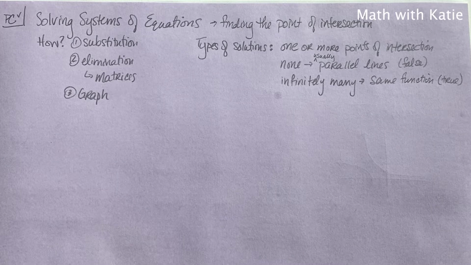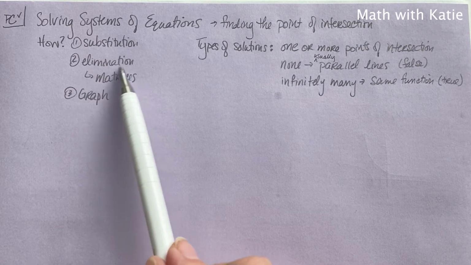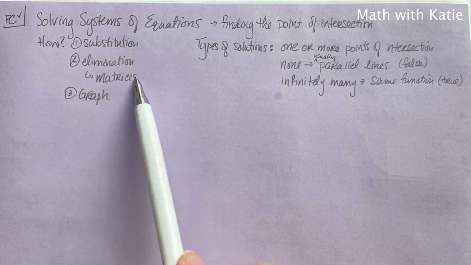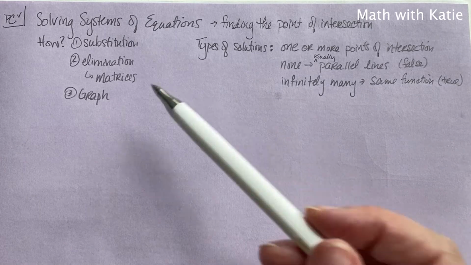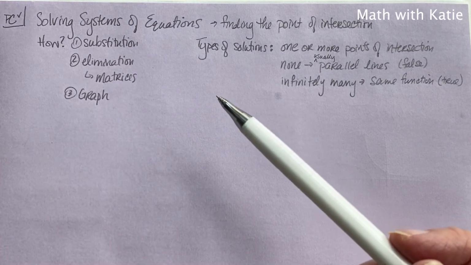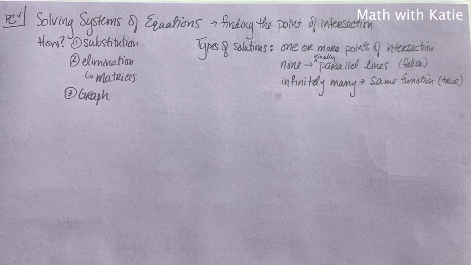Again, going back to Algebra 2, we can use substitution. We can use elimination. Now, if you really liked elimination, you'll remember we did this with matrices, okay? So if you really like that and liked using your calculator for matrices, you can totally do that as well here. And the third way is just to graph it and see where they intersect.